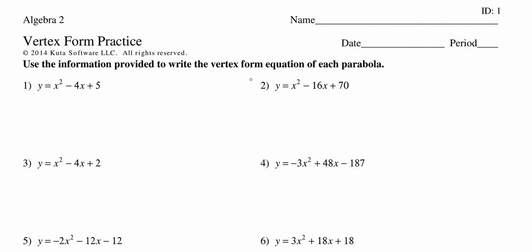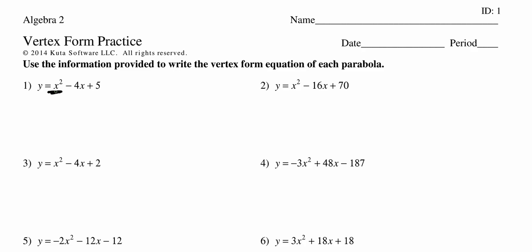Alright, so let's start with question number 1. Question number 1 is y equals x squared minus 4x plus 5. So how do we convert this into vertex form? Well, first, you want to make sure the coefficient for the squared term is 1. And in that case, that is true. X squared has a coefficient of 1. And if it's 1, then step 1 is done.